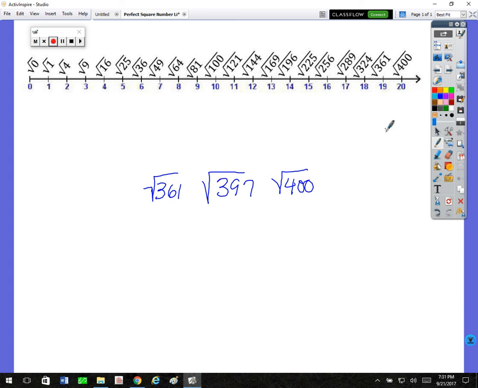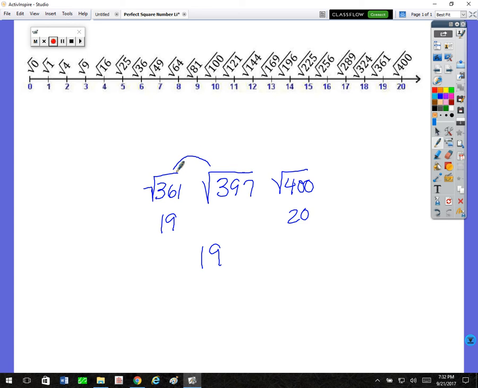So we know, if we look back up here, the square root of 361 is 19. The square root of 400 is 20. So we know the estimated square root of 397 is going to be between 19 and 20. Let's just see what it's going to be. This one is going to be really close to 400, so it's going to be up there around 19.8, maybe 19.9 somewhere, but let's just see.